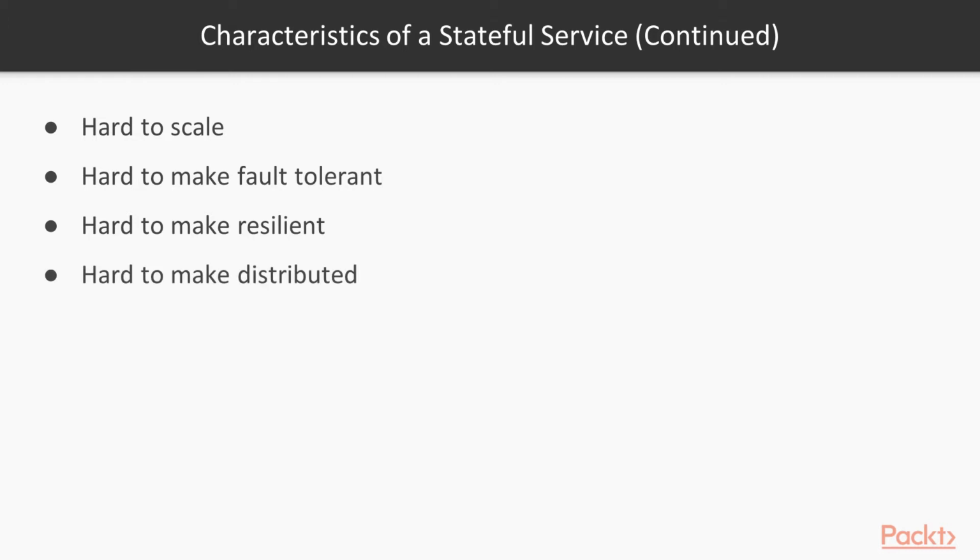It is hard to make distributed. Service instances need to be where their state is. If a node crashes, it needs to be fixed. Due to data gravity, it is not easy to just move to another node.